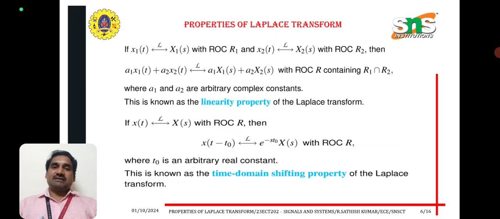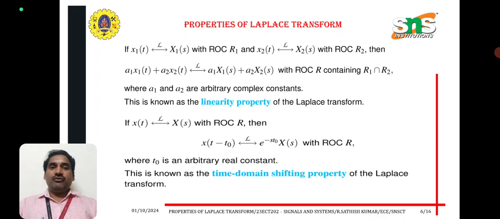Properties of Laplace transform. x1 of t Laplace transform pair with X1 of s, x2 of t Laplace transform pair with X2 of s, then a1 into x1 of t plus a2 into x2 of t Laplace transform pair with a1 into X1 of s plus a2 into X2 of s. This is the linearity property. Next one, time domain shifting property.